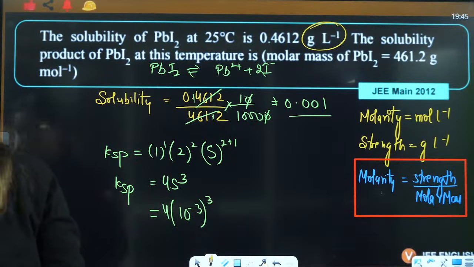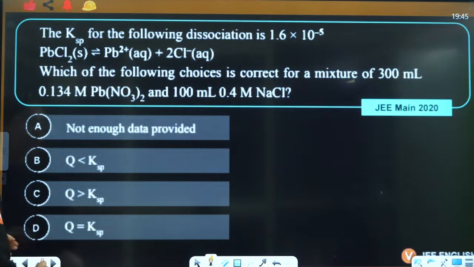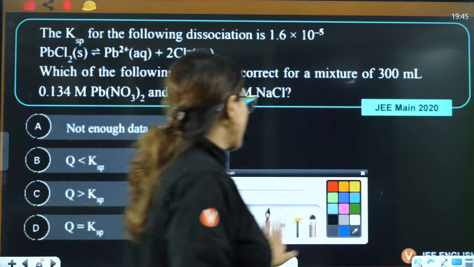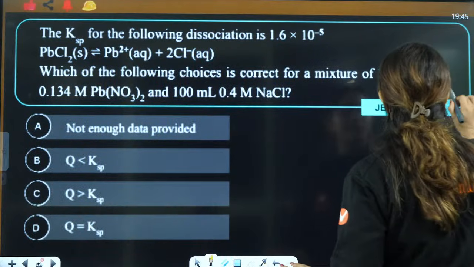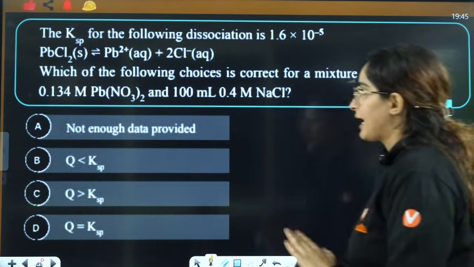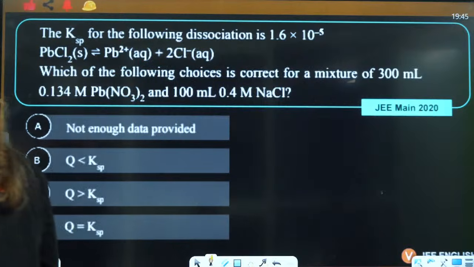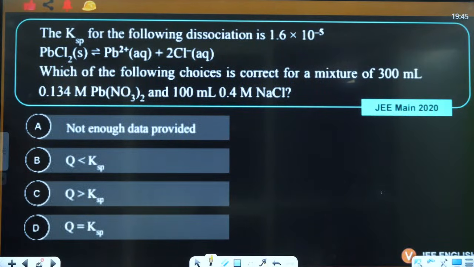Now let's see the next question here, that is a 2020 question. Everybody, everyone in the chat box, let's see if you can answer this or not.